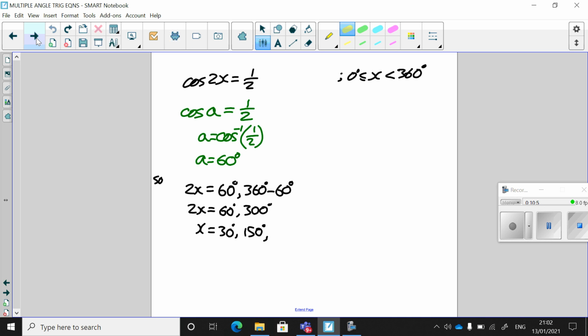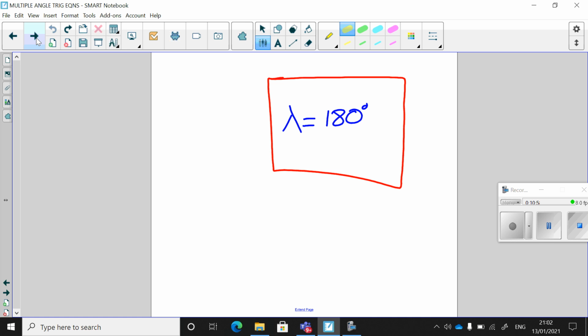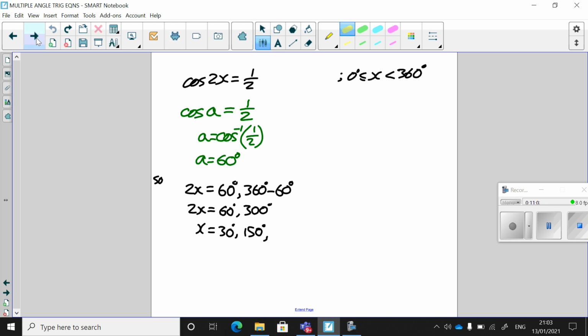So now I'm saying, can we add one wavelength of cos 2x, that we just decided is 180 degrees. So we're going to add that 180 degrees to both 30 and 150. So here we go. First one, 30 plus 180. Secondly, 150 plus 180. Simplify them, and there you go. 30, 150, 210, 330. So this is without a graph, but does it agree with the graph?